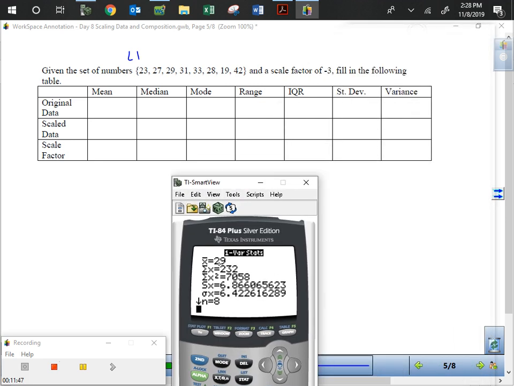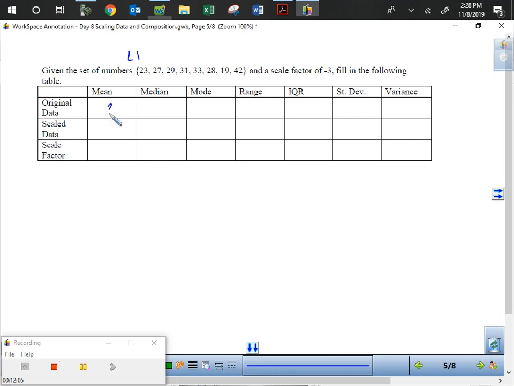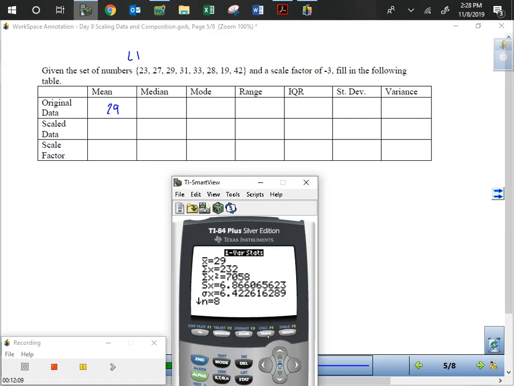First up, the mean is 29. We don't have any context here, so it's just a set of numbers. We don't have to worry about labels. Then we're going to the median, 28.5.